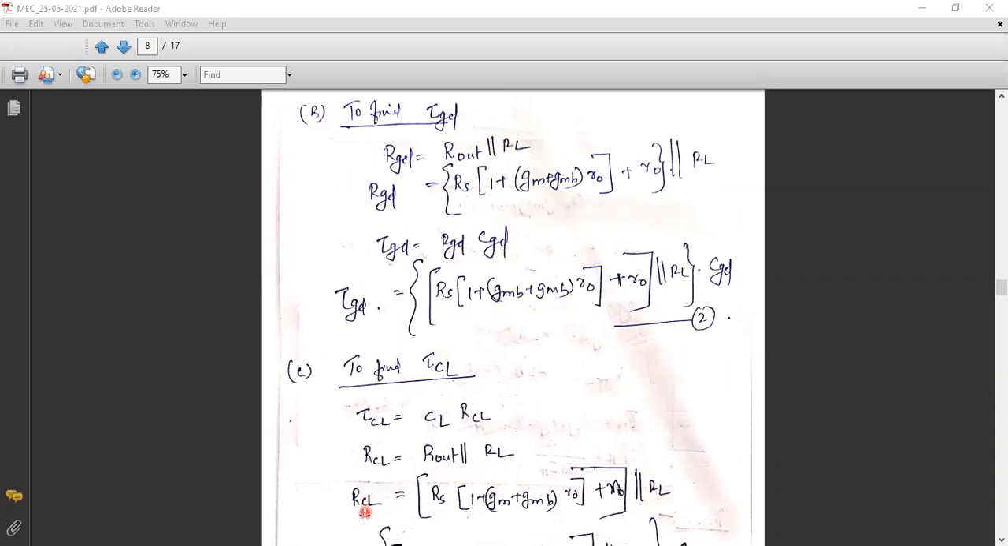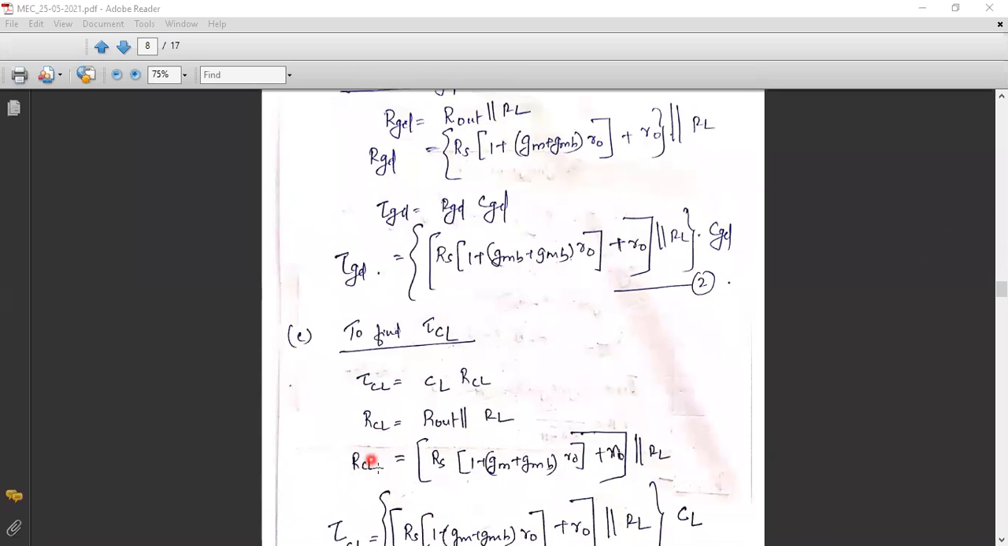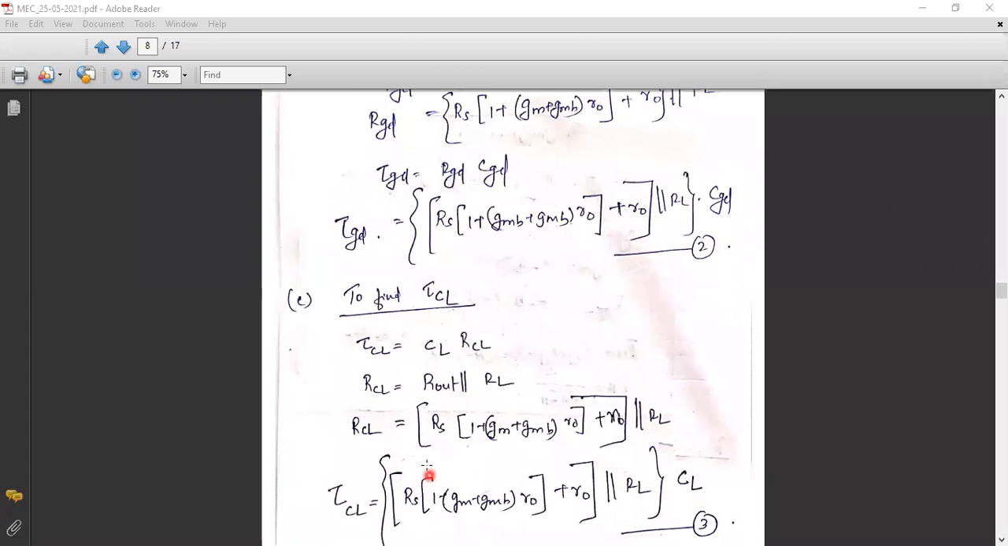So once you find RCL, substitute the value of R out from the previous derivation. This is the expression for R out that you got. Finalize the equation of RCL. Multiply with the capacitance CL. That will be the time constant tau CL, equation number 3.